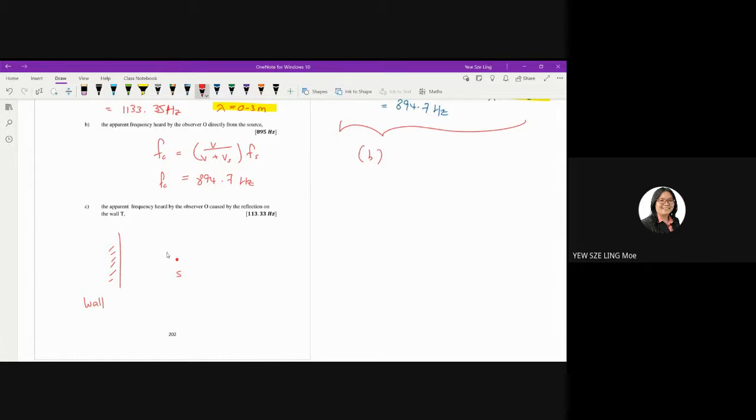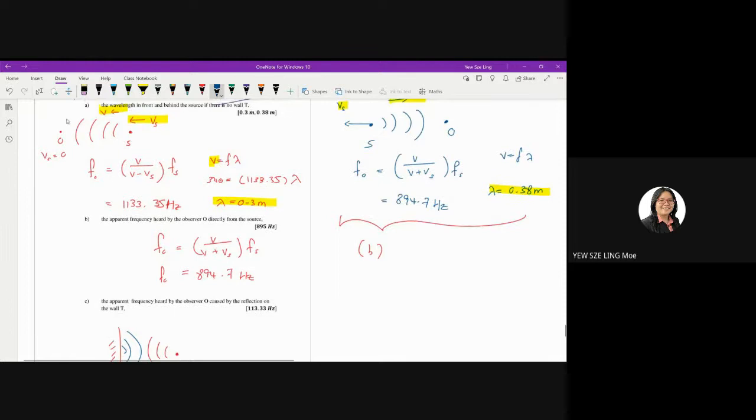So this source emits a sound wave, and then it reaches the wall. And when it reaches the wall, what happens? Now the sound wave is being reflected. So what we want right now is the frequency that is being observed by the wall. Now actually we want what we calculated in question A, the one on the left-hand side. So this would be the answer for question C, part 1.